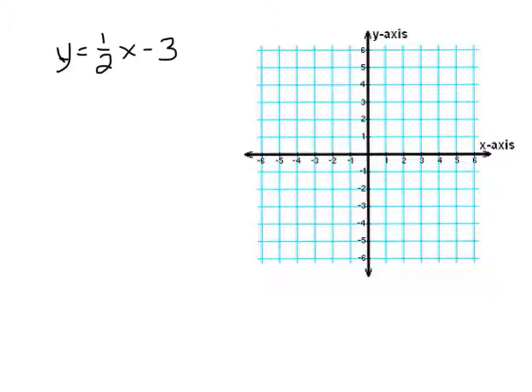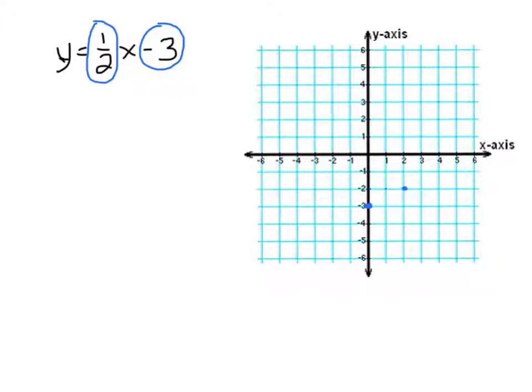Okay, hopefully you've had time to go through and graph this. Following those three steps, the very first thing I'm going to do is take a look at my constant, which is also my y-intercept. My y-intercept is a negative 3, so I'm going to put a dot at negative 3. My slope is the number that comes right before the x. In this case, it is 1/2. So to get to the next point, I am going to go up 1 and over 2.